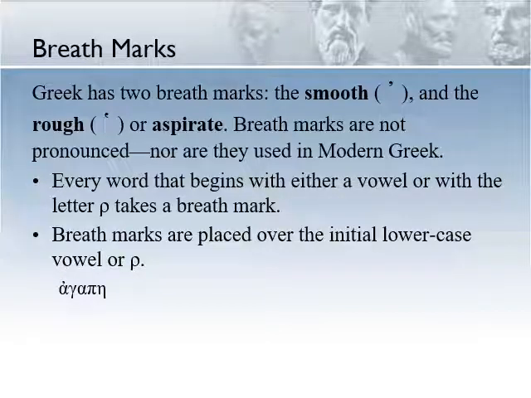Of course, agapi is one of the words that many people know the meaning of. It is the Greek word for love. Look at another example. Imera, spelled eta, mi, epsilon, rho, alpha. Imera. Since this begins with a vowel, the letter eta, it must have a breath mark. Now, which breath mark do we have here? Well, since it is cupped facing to the right, this one is what we call a rough or aspirate breath mark.